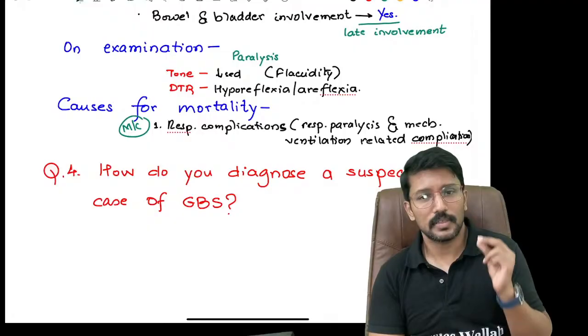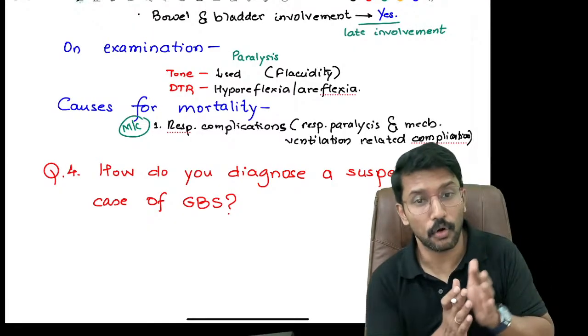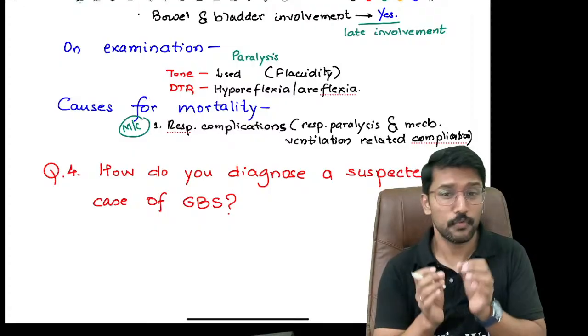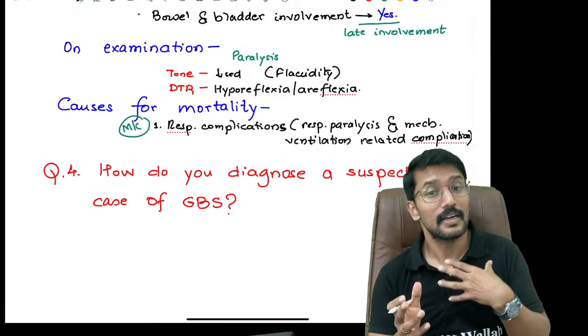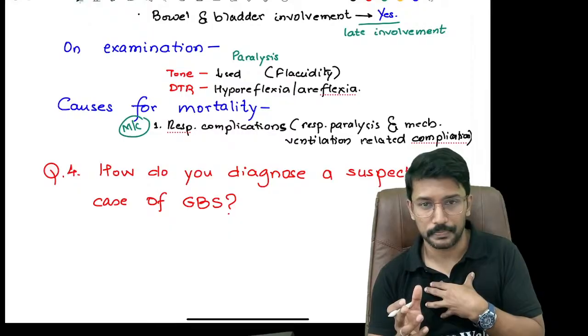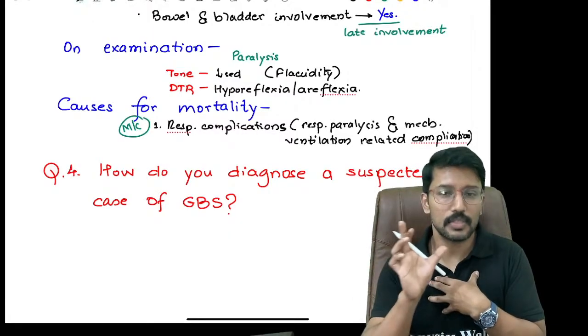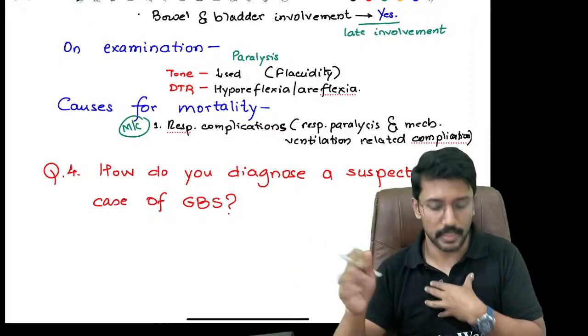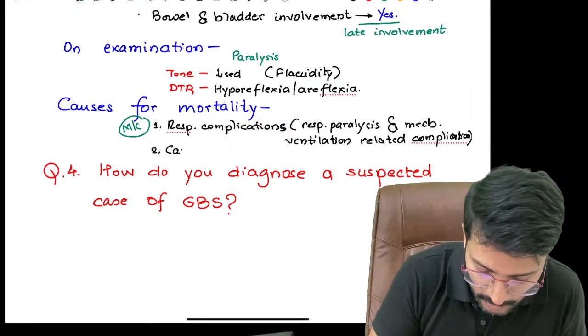But sometimes a complication can strike with no warning, and that is related to the autonomic nervous system. Because now we have lost control of the autonomic nervous system, we have lost control of the cardiac conduction system. So we don't have regulation of the heart rate anymore. Sometimes it can lead to fatal arrhythmias. So the second important cause for mortality is cardiac arrhythmias.